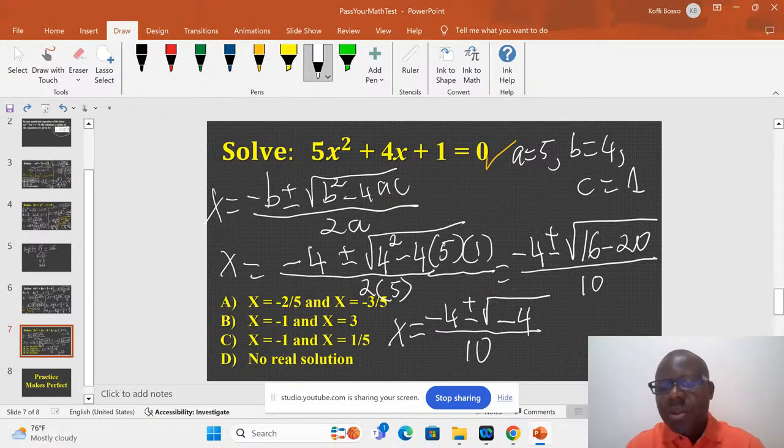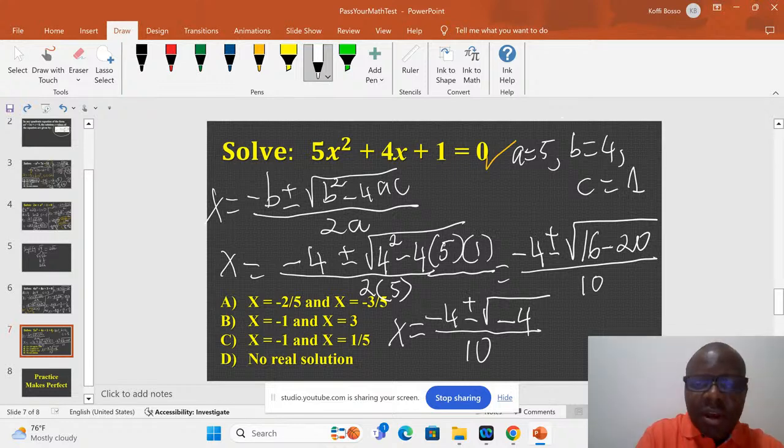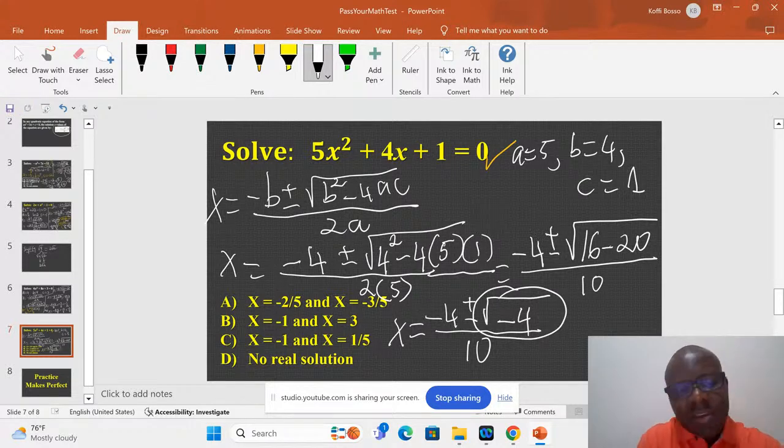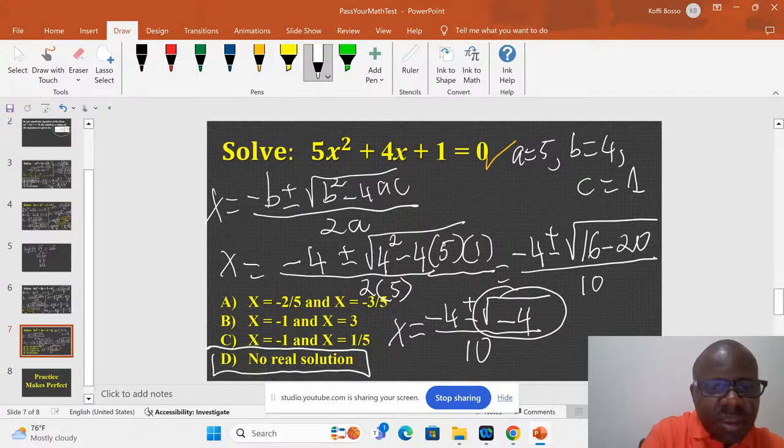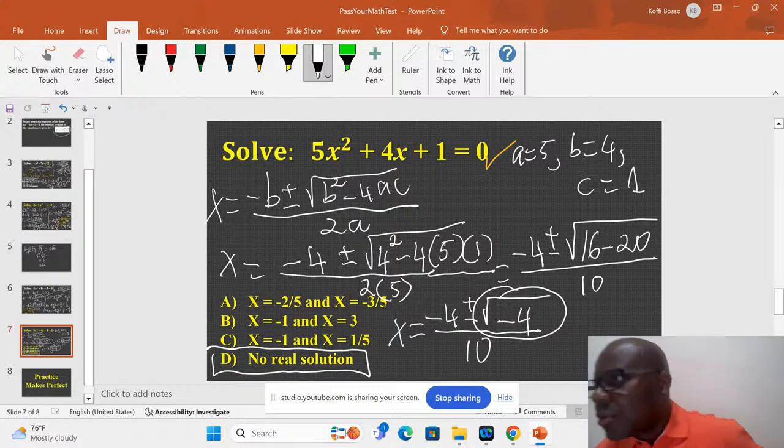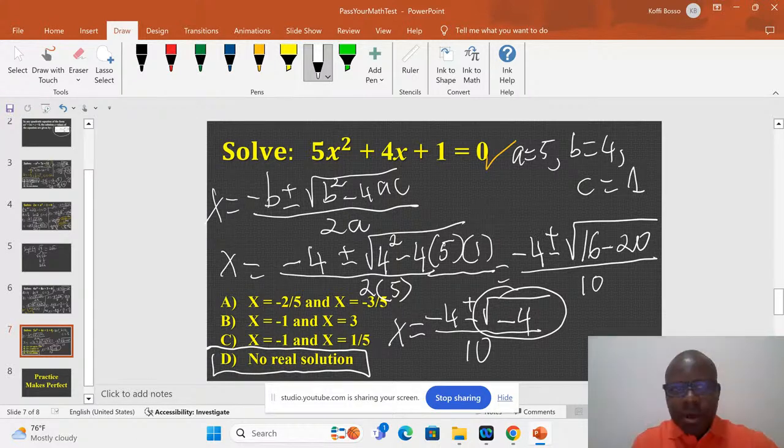But there is another set we call complex numbers, but they are not covered yet. So the thing is this: we cannot continue because the square root of negative 4 does not exist. Therefore, we will say that the correct choice here is D, no real solution. Okay, so you have to understand that.